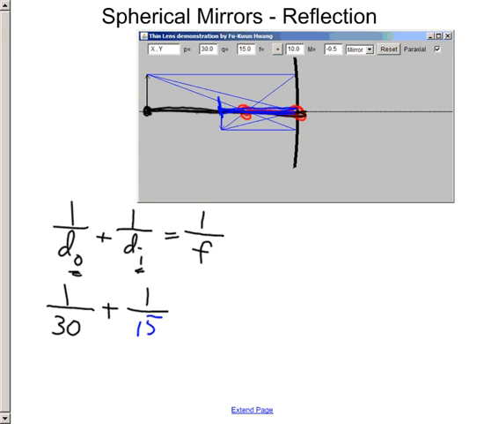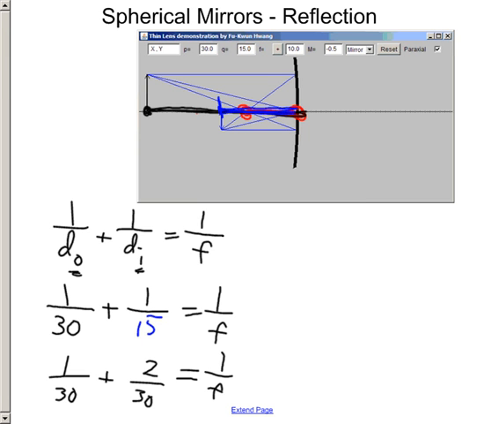And that would allow us to solve for the actual focal length itself. Be careful with your mathematics here. We are adding fractions. 1 over 30 plus 1 over 15 does not equal 1 over 45. Make sure that you use a common denominator if you want to add these together. Maybe 1 over 30 plus 2 over 30, right, which is the same as 1/15, is equal to 1 over the focal length.